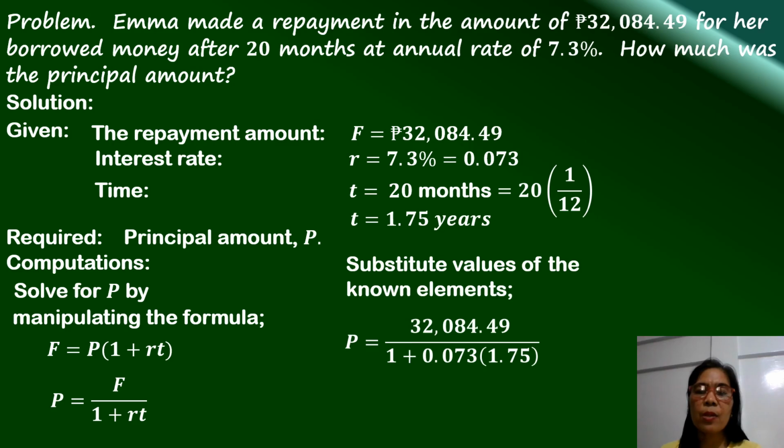Substituting the values, we have P is equal to 32,084 pesos and 49 centavos all over 1 plus 0.073 times 1.75. This will give us now P is equal to 28,450 pesos. Meaning, this amount is the original amount of money borrowed by Emma 20 months ago.